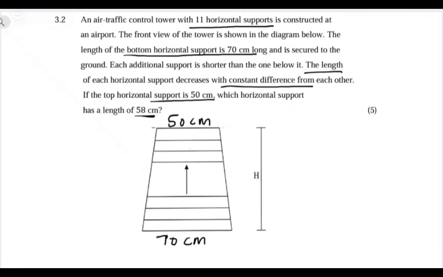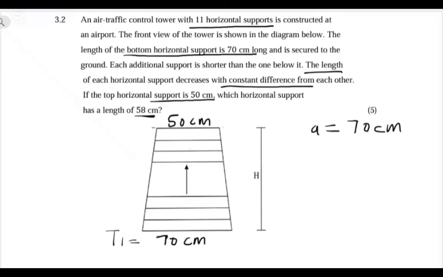What I always try to explain to my students with this type of question is that when you want to tackle them, first you must ask yourself: what is my first term according to this statement? If you read it very carefully, they said the bottom one is 70 centimeters. So the first horizontal support they installed is this one. In other words, our term number 1 is 70 centimeters. So our term a is going to be 70 centimeters.